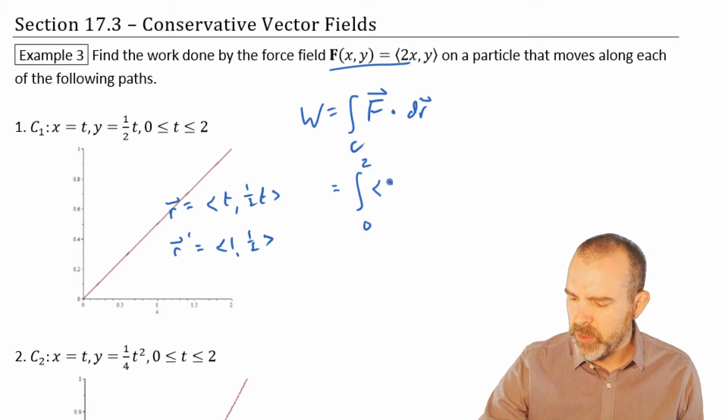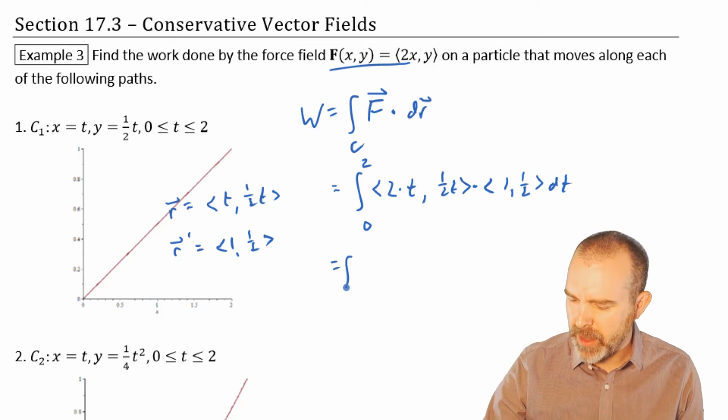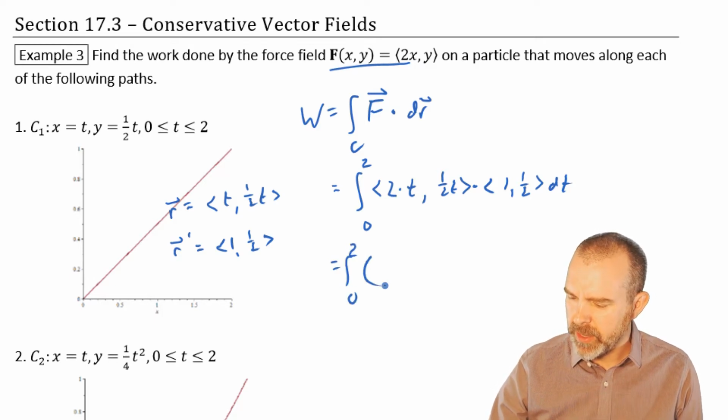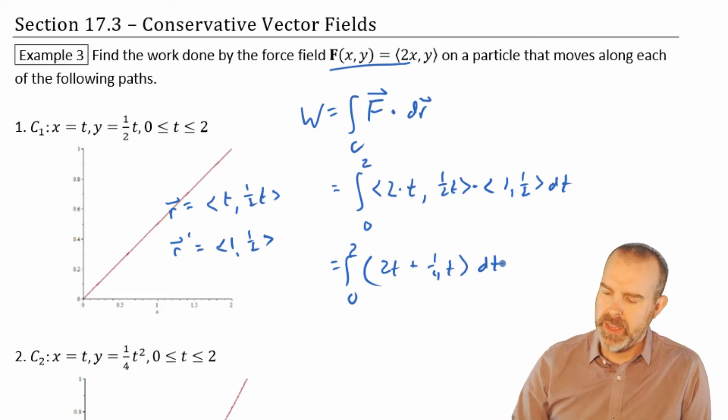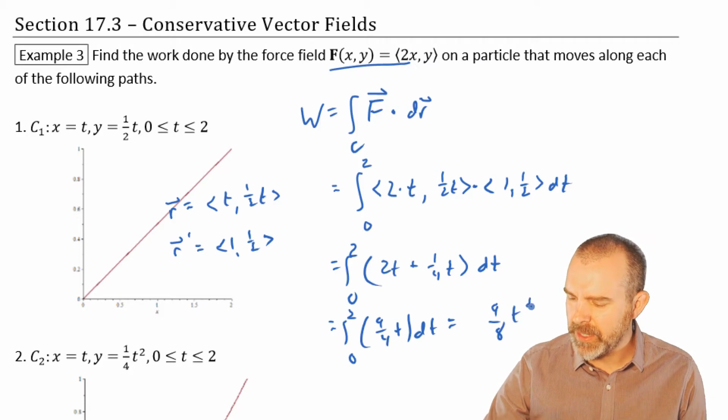The force will be 2 times x, which will be 2 times t. And then y is 1/2 t. And the dot product with dr, which will be r prime, 1 and 1/2, and then dt. Okay, the dot product there gives us, what does that give us? 2t plus 1/4 t. And that'll give us the integral from 0 to 2 of 9/4 t dt, which gets us 9/8 t squared from 0 to 2.